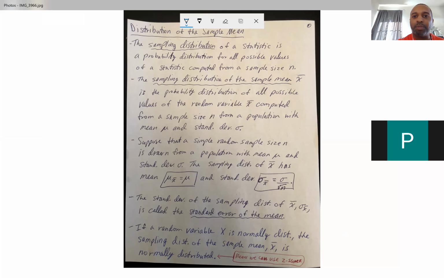The sampling distribution of a statistic is the probability distribution for all possible values of a statistic computed from a sample size n. Can y'all see that okay? Can you zoom it in a little more? Let's see if I can. If not, I may have to write it out. No, we can see it. Y'all don't want to wait for my handwriting? No, your handwriting's beautiful.